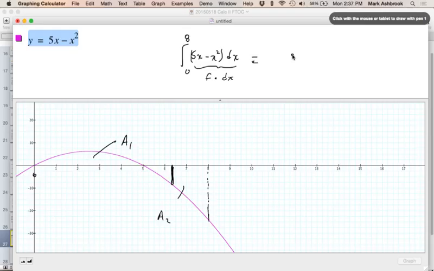So in terms of A1 and A2, what will this integral calculate? Just the difference. So it would be what? Yeah, so just A2 minus A1. Which one's the positive one? A1. So this one's going to have the positive contribution, and this will have the negative contribution. So it'll be A1 minus A2. That's what that integral is going to calculate.